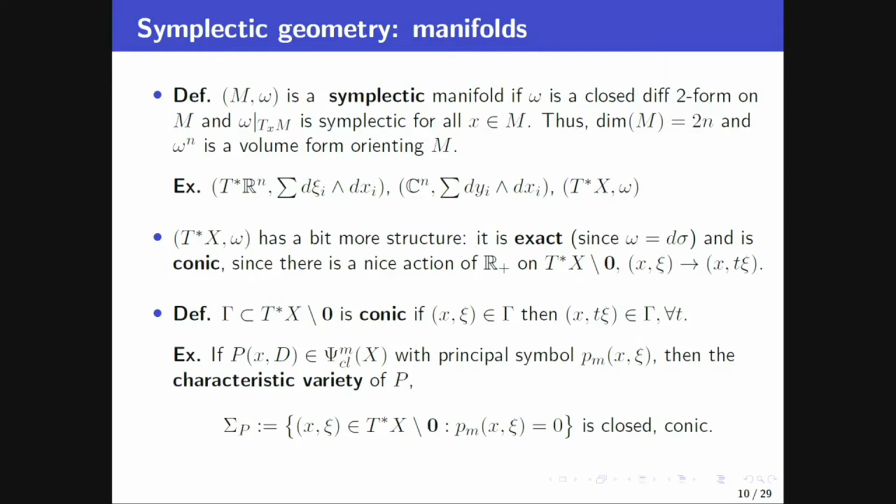Also going to define the conic subspaces because we're going to work a lot with this with FIOs. Gamma is conic in T star X if the point xc is in gamma, then the ray xtc is also in gamma. And our Lagrangians for the FIOs will be conic. For example, something which was mentioned yesterday and on Tuesday, if you consider a psi dio with the principal symbol, the characteristic variety, the set of all the points where Pm is 0, is conic, because of homogeneity here, and is closed, is the inverse of the 0 point here.